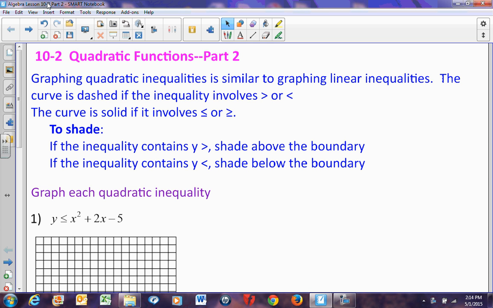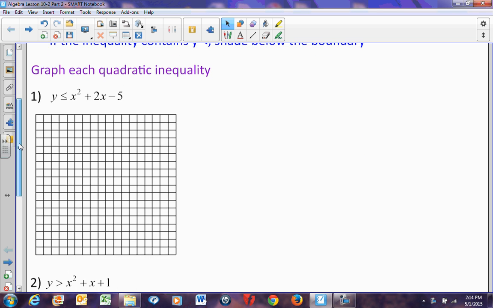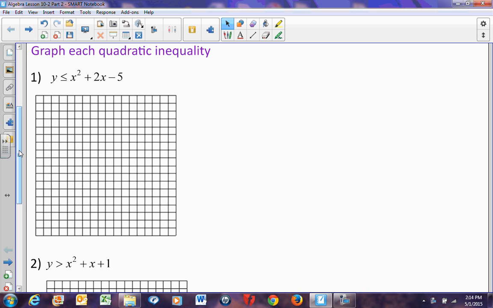The curve is dashed when the inequality is a greater than or less than, and it's solid if it's a greater than or equal to or less than or equal to. When you shade, if the inequality contains y is greater than, you shade above the boundary. If it contains y is less than or equal to, you shade below the boundary, much like you do with test points when you graph equations. All right, so let's look at this.